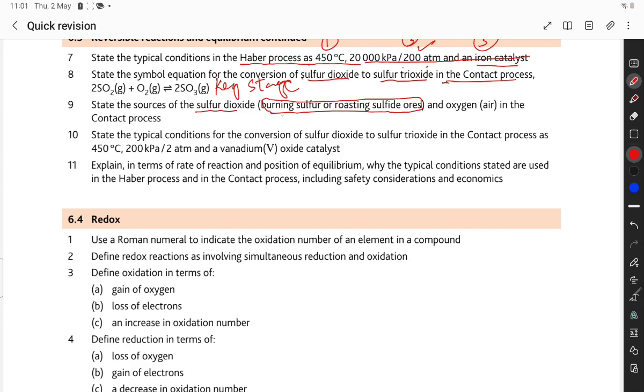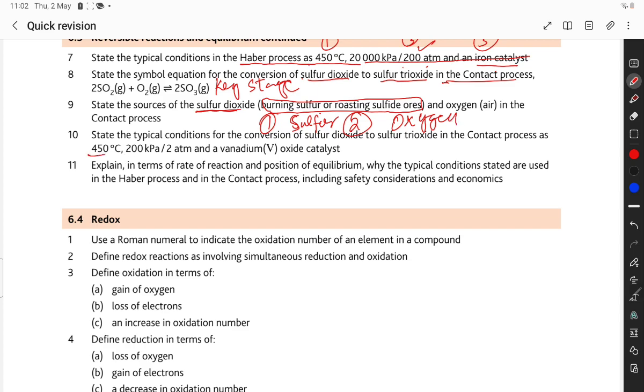State the sources of sulfur dioxide: burning of sulfur or roasting of sulfide ores. You can write down sulfur and oxygen; these are the two sources. First is sulfur, second is oxygen.